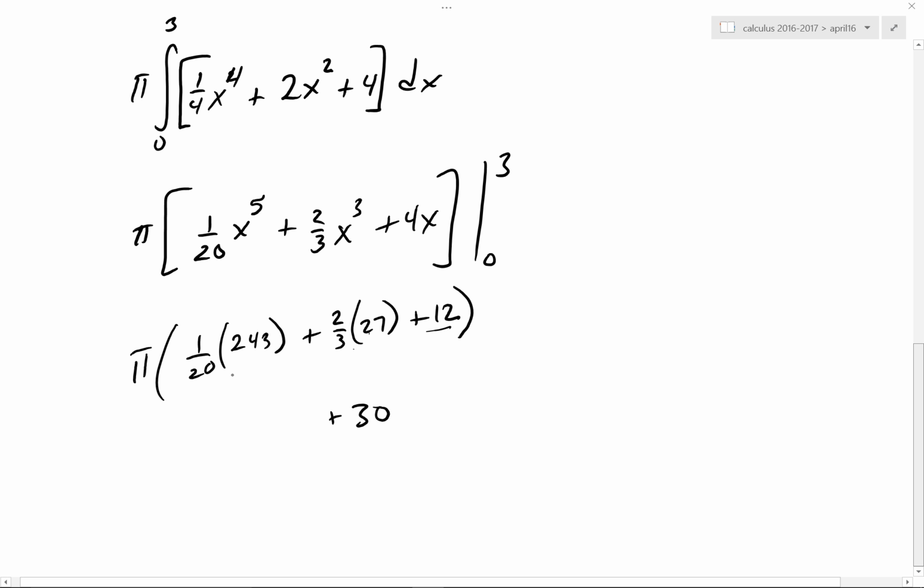20 goes into there 12. 3/20ths, 12.15. You should probably check me, but I'm feeling pretty confident today. So my answer is 42.15 pi, which is 120, 130-ish. Check my math on that.